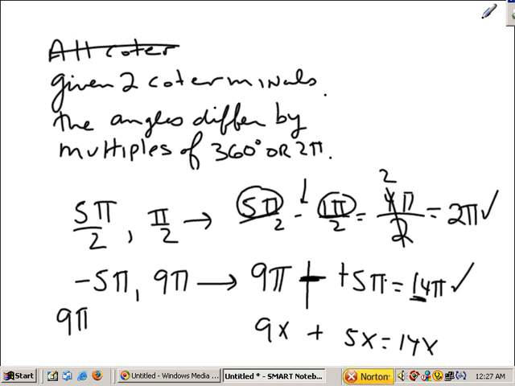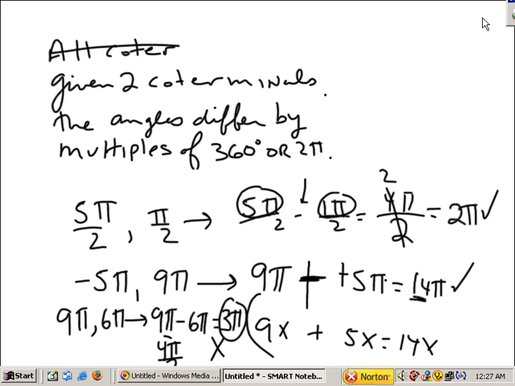You have 9 pi. The other one is 6 pi. That can give you a problem because 9 pi minus 6 pi, 9 minus 6 is 3. So you get 3 pi, which is not a multiple of 2 pi. To be a multiple of 2 pi, it has to be an even number of pi and not a fraction. Like if this turned out to be 4 pi over 7, that's not an even number. 4 over 7 is not even a whole number.